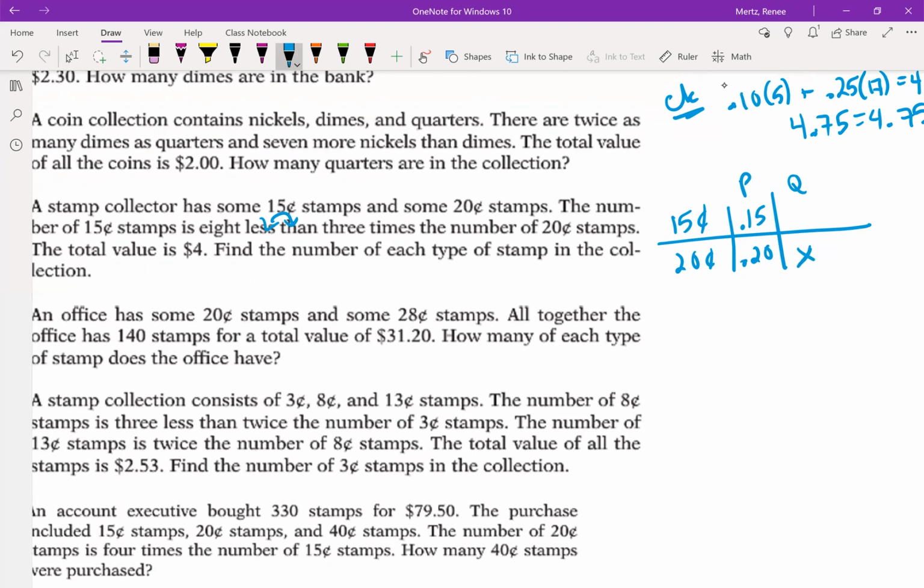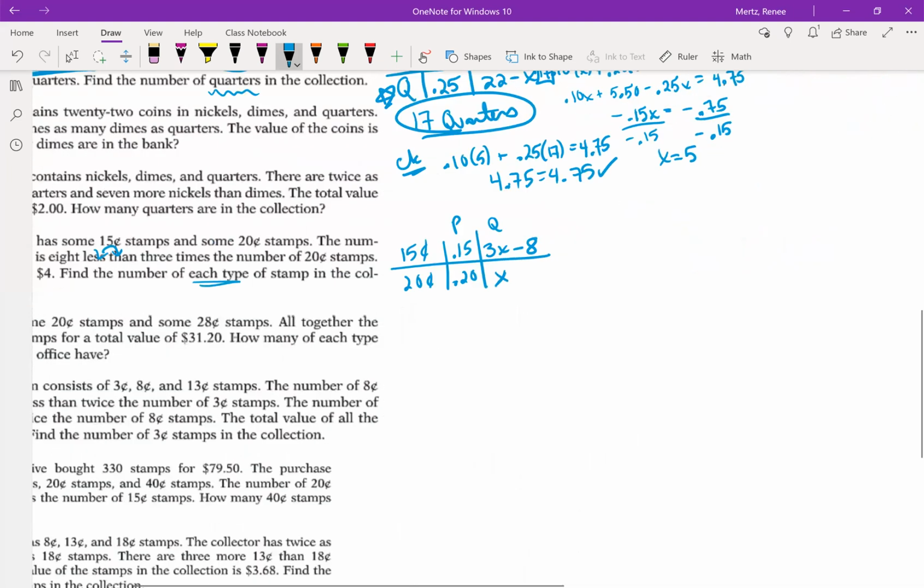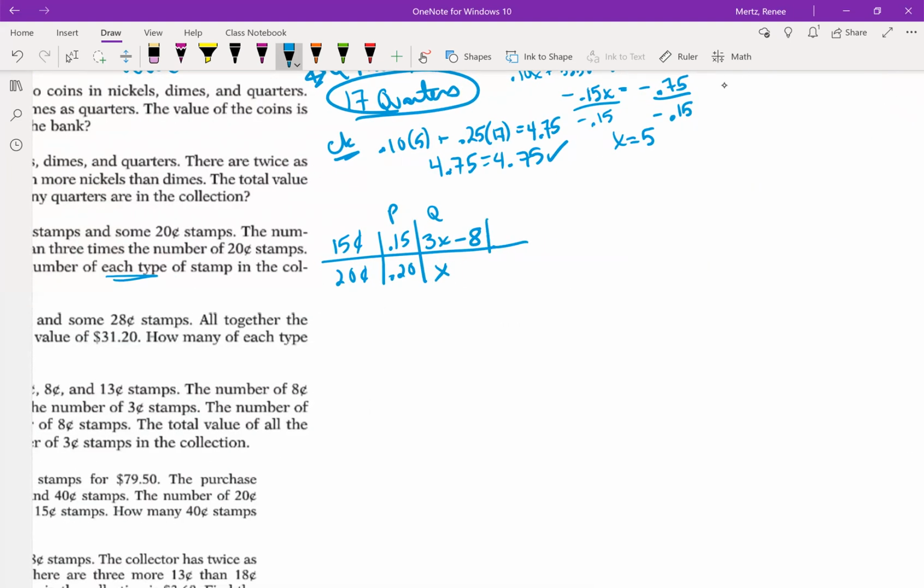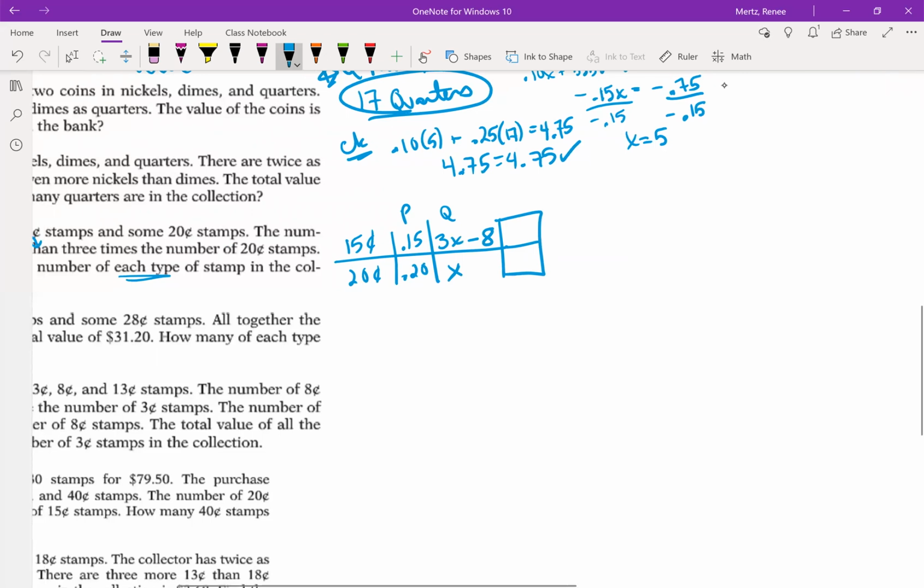So 20 has to be x. Now let's read that again. The number of 15-cent stamps is 8 less than 3 times the number of 20-cent stamps. So 3x minus 8. The total is $4. Find the number of each type. So I want both, so I put my answer box for both. We're setting it up.